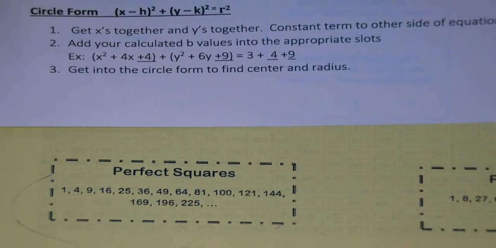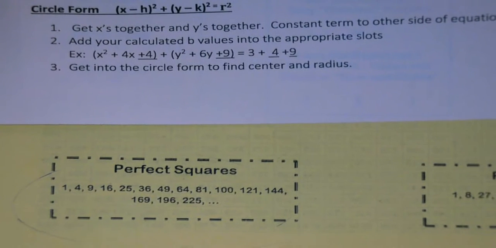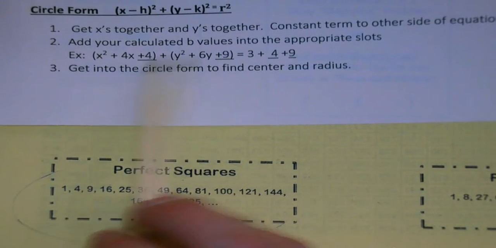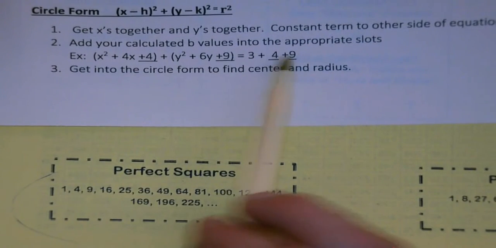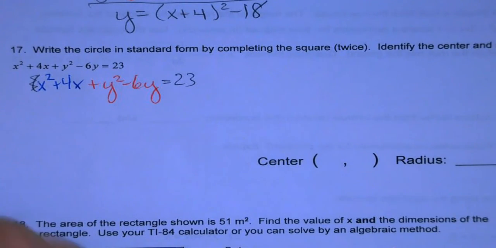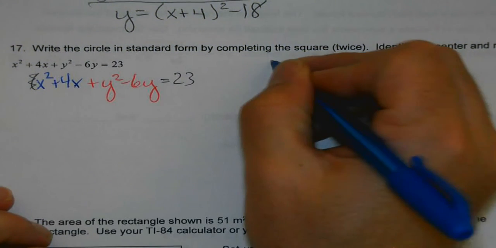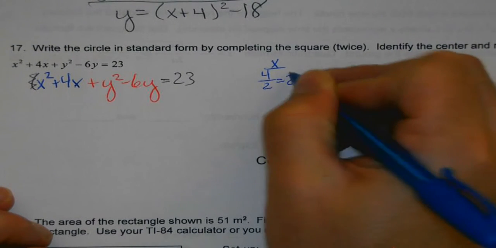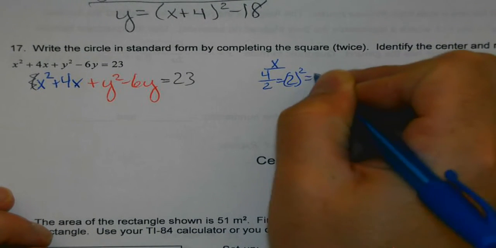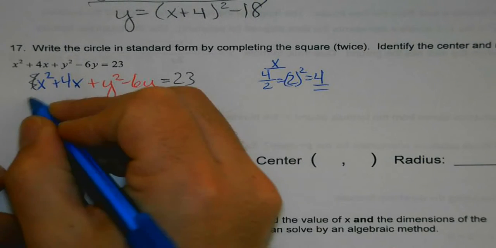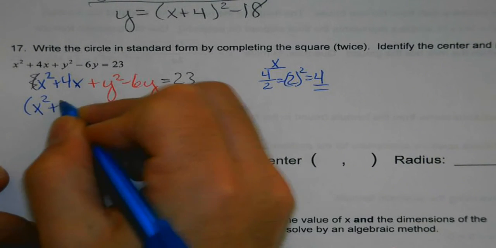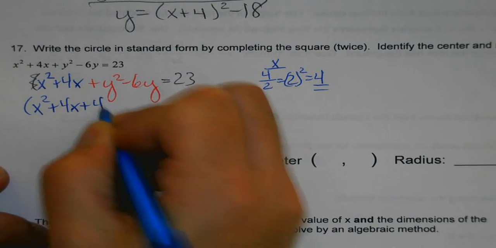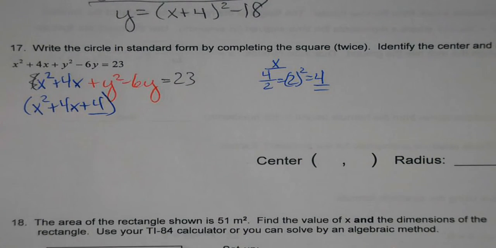So once I've done that, get your calculated b values into the appropriate spots. I'm still doing b divided by 2 and squaring it, and then putting them with the x and y and also with the constant side. So, do my x work over here. Half b, square half b, add it here.